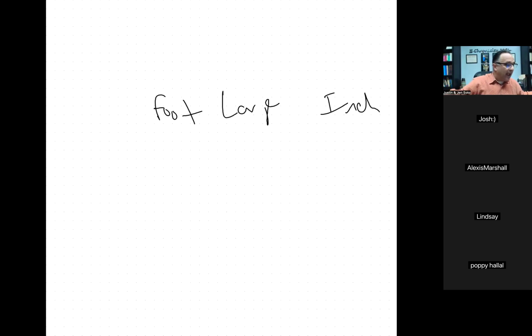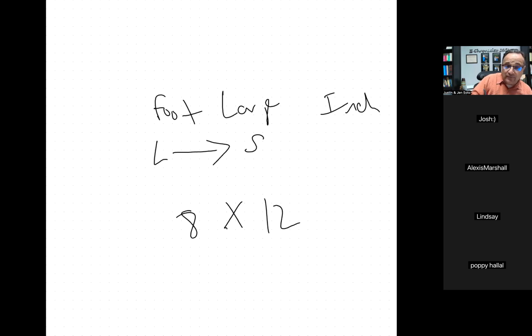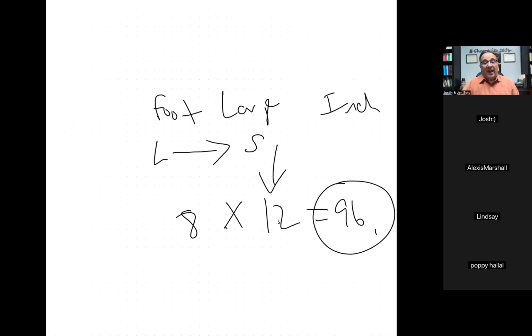So it says convert 8 feet into inches. I'm going from larger to smaller, and we know larger to smaller is multiply. We have 8 feet, and we know there are 12 inches in a foot. So this 12 is how many inches there are in a foot. I'm going from a foot to an inch measurement, so I'm going to multiply, and 8 times 12 is 96. So the answer to number one is 96. There are 96 inches in 8 feet.